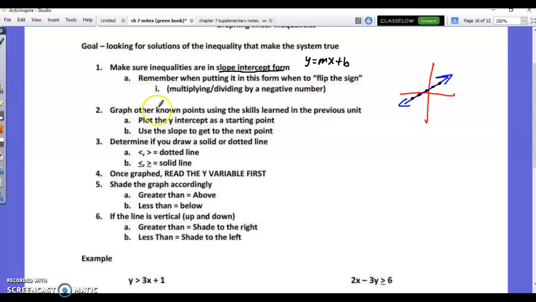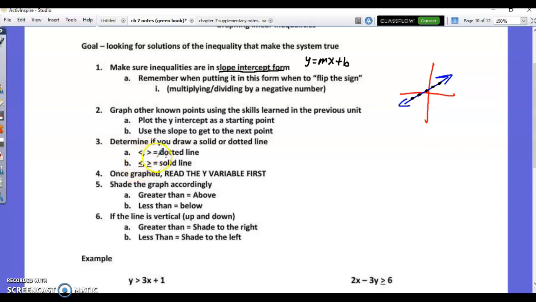Then you're going to graph known points using the skills learned in the previous unit. So we're going to start by plotting the y-intercept, which would be the b, and then use the slope to get the next point where you go up or over, depending on whether it's positive or negative. All right, once we do that, we're going to plot at least 2 points. Then you're going to determine whether it's going to be a solid or a dotted line. So a dotted line will not have the line underneath. It will be solid if it does, if it's an or equal to.